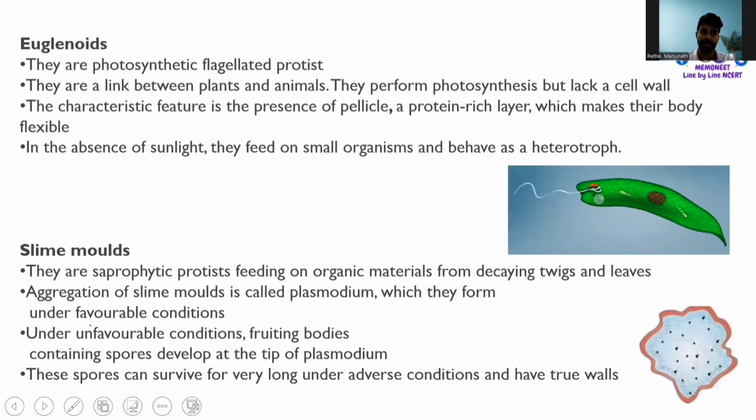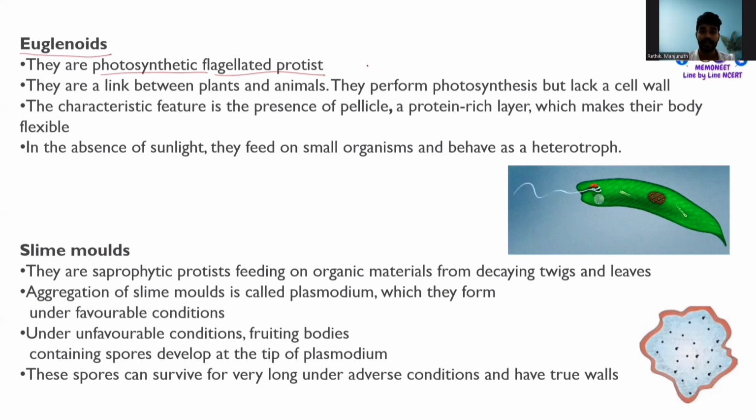The next subclass is euglenoids. So what about euglenoids? They are photosynthetic in nature, and they are flagellated protista. They form a link between the plant as well as the animal. They normally perform photosynthesis, but they lack the cell wall. Lacking a cell wall is not a characteristic of plants, but photosynthesis is a characteristic of plants. So it acts as a link between both plants as well as animals.